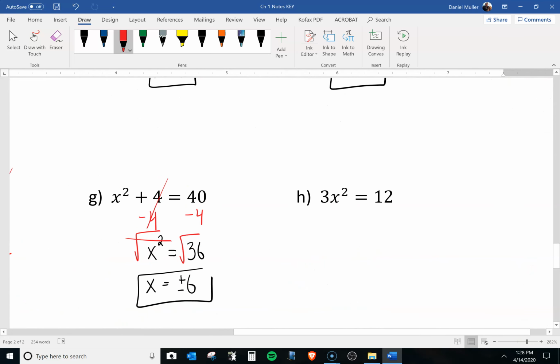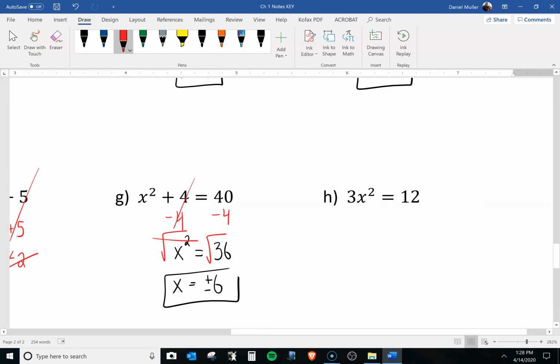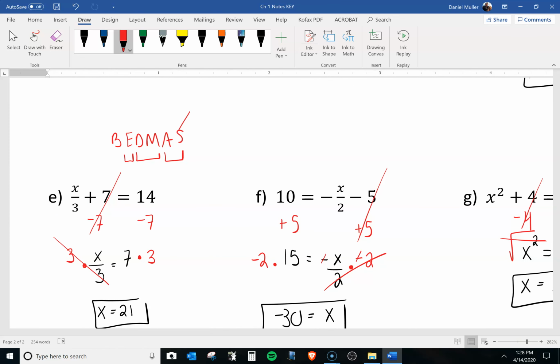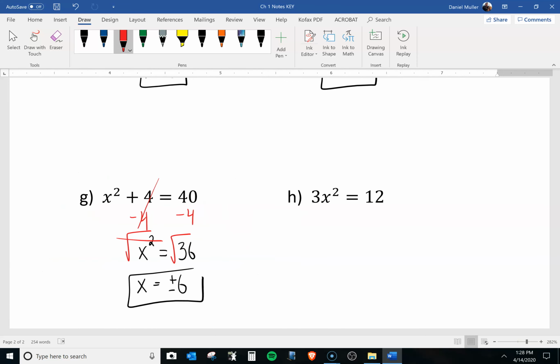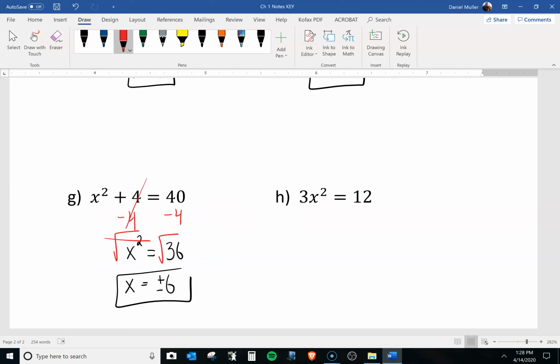Now let's look at letter H. So first we're going to deal with any addition and subtraction. There are none. Okay. Then I have to do division or multiplication. So let's take a look. Oh, I do have a multiply here. So that says multiplied by 3, so I will do the opposite, which is divide by 3. Divide by 3 on both sides. And then that can be gone. And that leaves me on the left side with an x squared, and on the right side with a 4. So x squared equals 4.